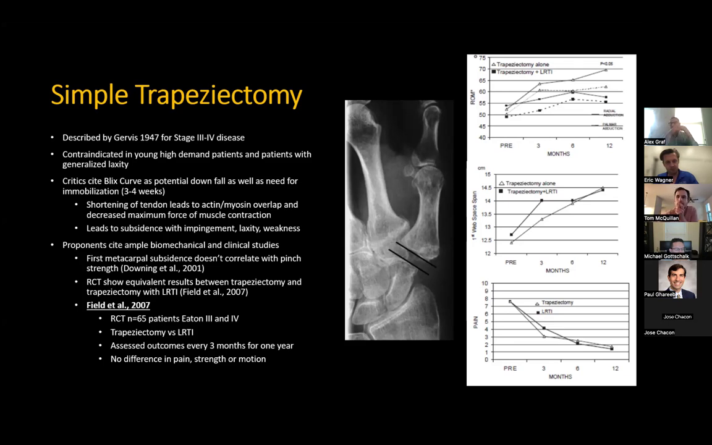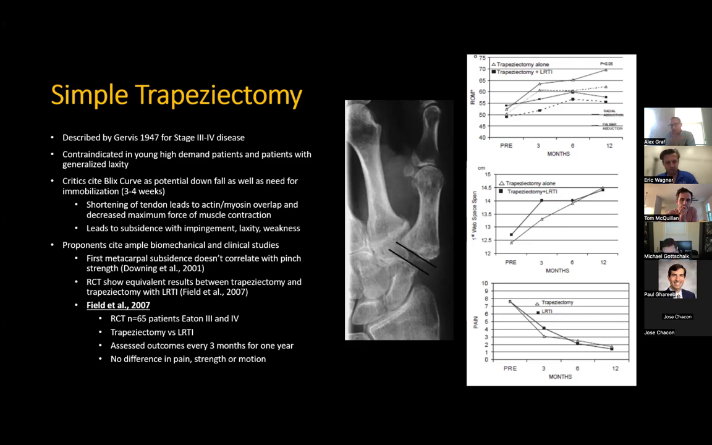So if you lose the height of the thumb and the flexor tendon or all the tendons lose their tension, the thought is you're going to lose power. And so the subsidence can lead to impingement, laxity, and weakness. But when you look at the biomechanical and the clinical studies, we've seen from Downing et al. that first metacarpal subsidence doesn't actually correlate with pinch strength or with patient satisfaction or pain. And we've seen with randomized controlled trials that when you compare trapeziectomy and trapeziectomy with LRTI, the outcomes are the same. And so I think there's some issues here.